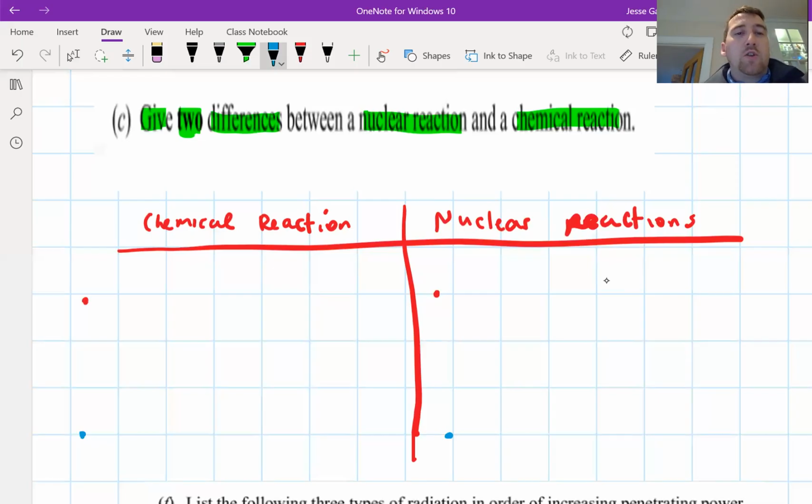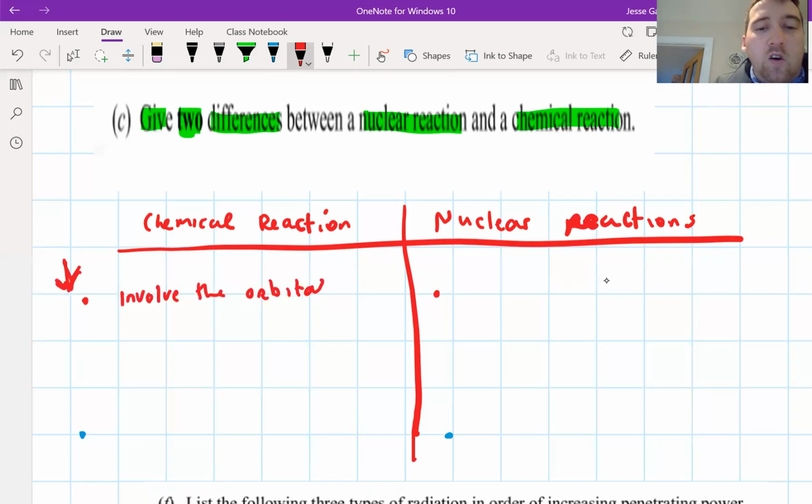All right, so if you're not sure, if you can't remember, I want you to tell me what part of the atom does each of these involve. So for here, which part of the atom does each of these involve? Fill that in on the top dot here if you weren't sure. Okay, so chemical reactions involve the electrons, and it's specifically the orbiting electrons. These are the electrons outside the nucleus.